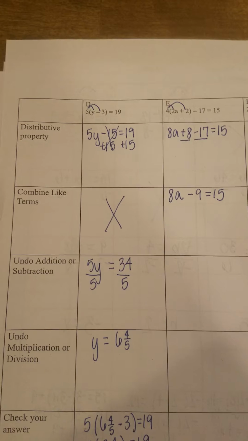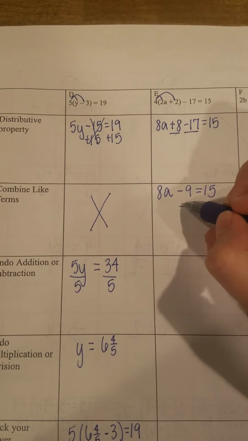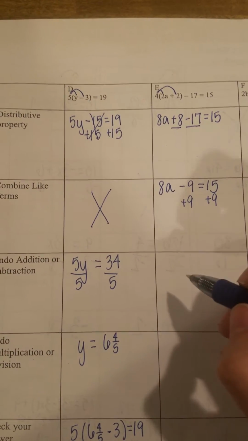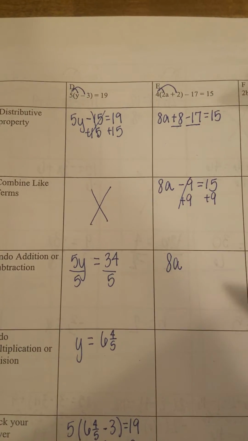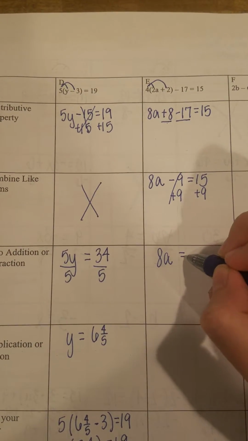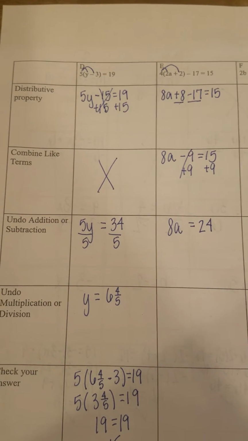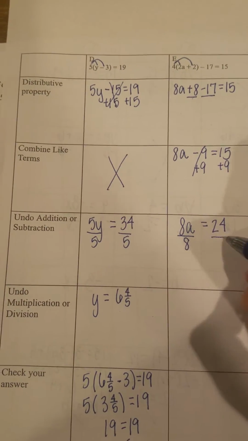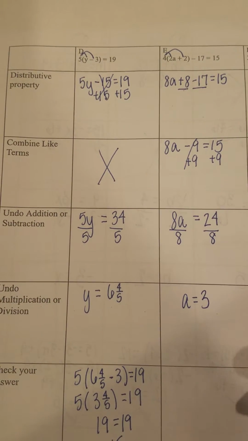Our next step says to undo addition or subtraction, so I'm going to undo my subtracting 9 by adding 9 to both sides. We bring down our 8a. Our positive 9 and our negative 9 cancel, and on the right side we get 24. Our next step says to undo multiplication or division. So since we have 8 times a, we're going to undo it by dividing by 8. And we get a equals 3.